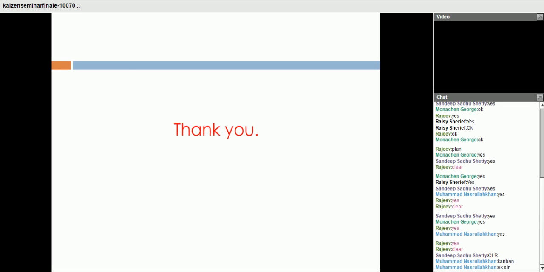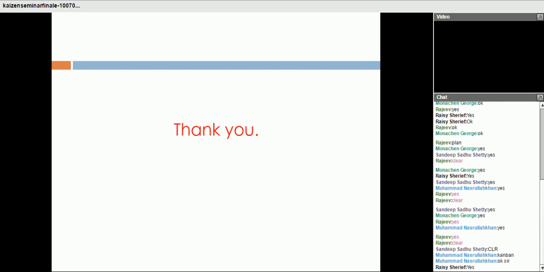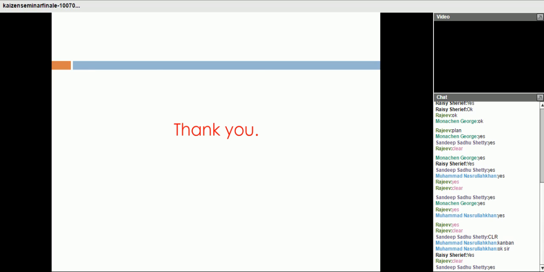So that brings us to the end of this particular slide as well as to the end of the class. So is it clear to everybody? We have seen three things today. We have seen the human resource information system, that is HRIS. We have seen total quality management, and we have seen the Kaizen philosophy.